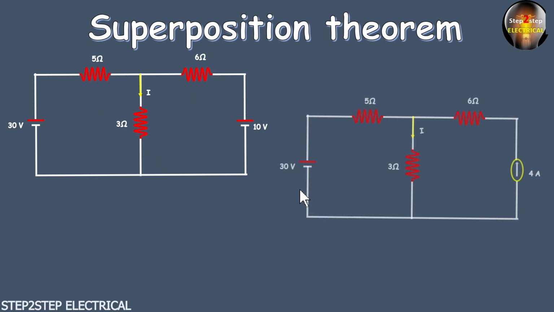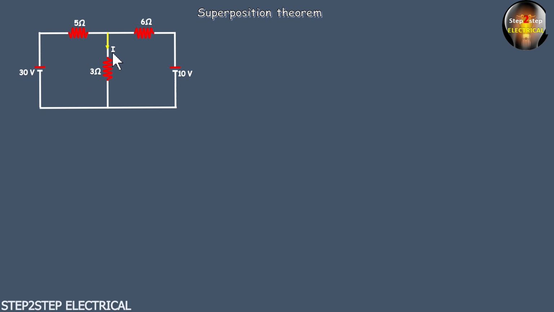Similarly, we can see another figure. In this figure again, this one is the voltage source and this is also an active source, but the other one is a 4 ampere current source. So how to solve this numerical? Let's understand this superposition by heart by doing the first one, and then we will also solve the second one. So the first one is here.